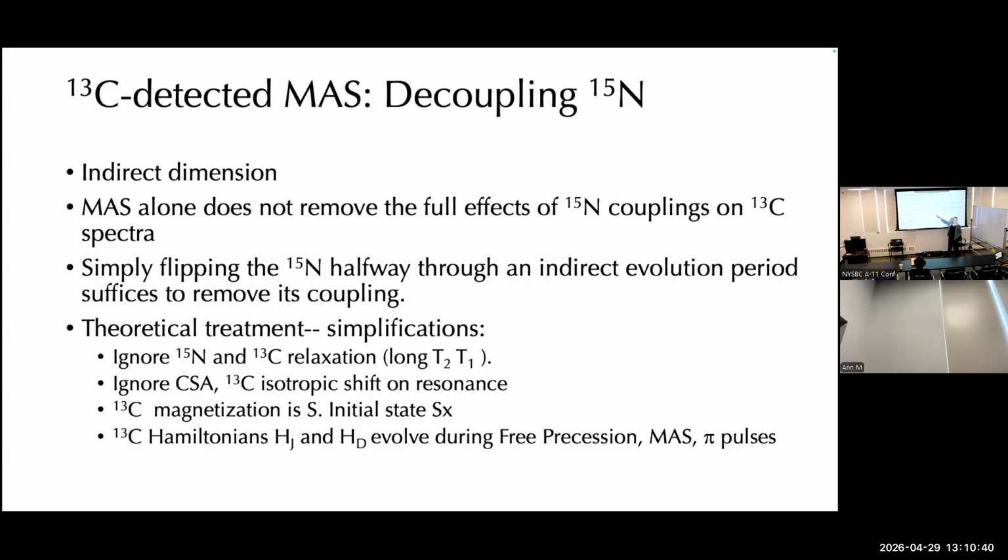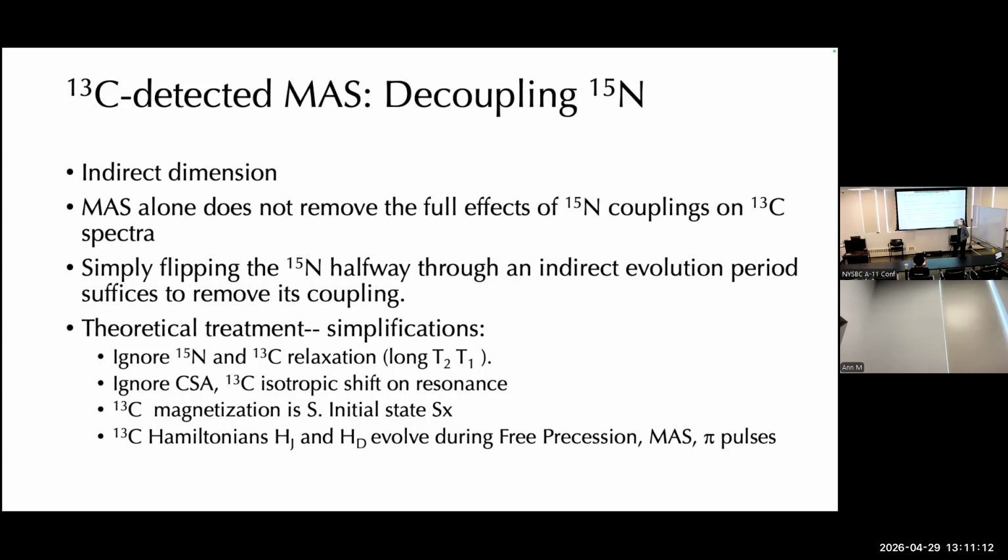So when we think about this problem, some simplifications. We're going to be ignoring all the relaxation during the time course. Something's happening, but we're just figuring that that is going to operate independently enough of the coupling that we can do the theory without explicitly taking it into account. For the moment, we're also going to ignore chemical shielding and anisotropy, and we're going to assume that the chemical shift is on resonance. So we're just focusing in on this coupling, what it takes to get rid of it.